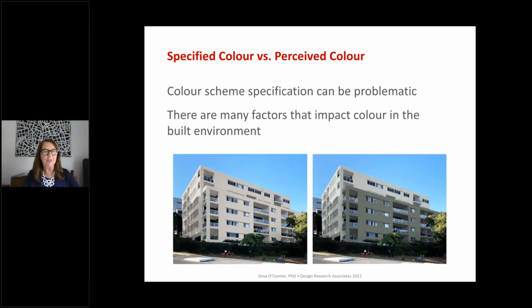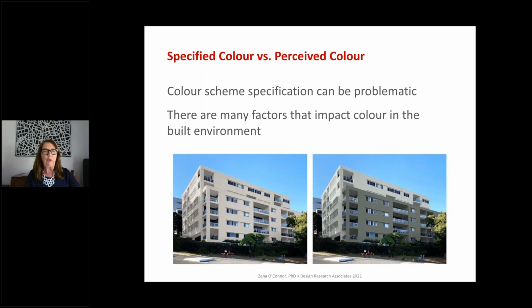So colour scheme specification for both interior and exterior building facades can sometimes be problematic, not simply in terms of aesthetics, but due to the range of factors that can impact or influence perception of specified colour, creating a situation where perceived colour differs from specified colour.